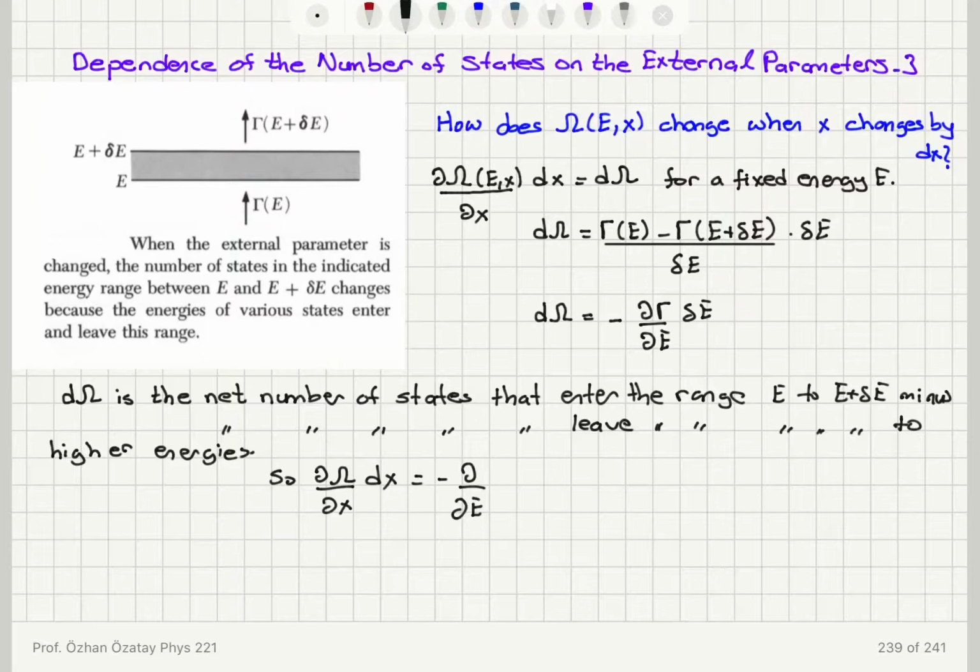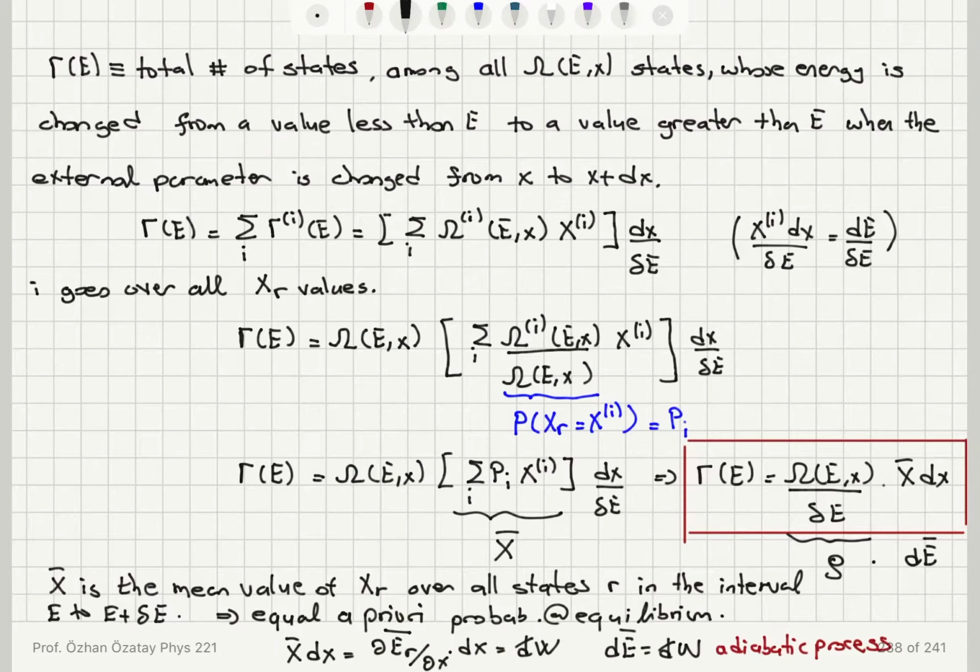Now I have to remember what gamma was. In the previous discussion we found that gamma is the density of states multiplied by the average value of the change in energy, dE bar. So this is omega divided by delta E multiplied by capital X bar dx. So this is capital X bar.